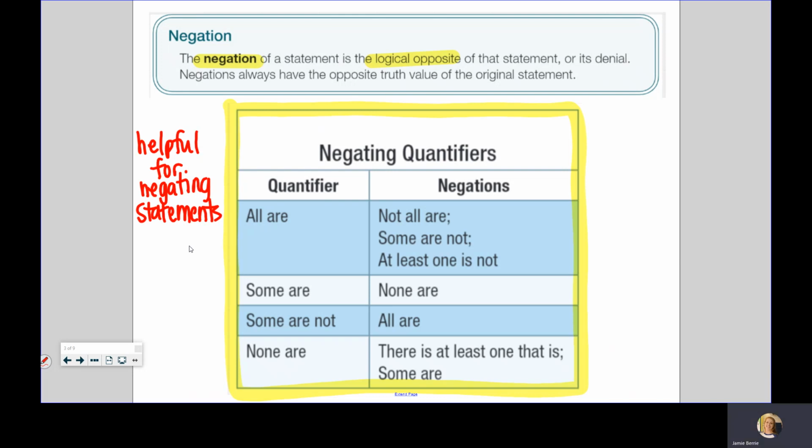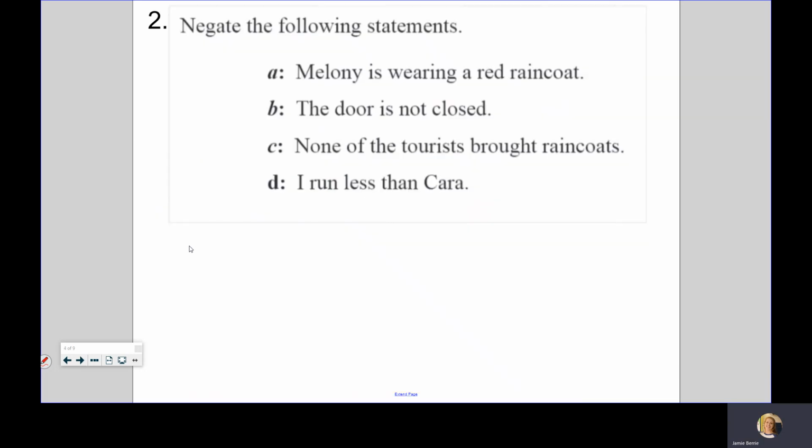All right, so let's look at some examples of negating statements. We'll talk about how you can sometimes just read the statement and see if you can insert the word not and see if that would negate it. And then sometimes we'll have to use this table. All right, so here we have 4 statements. So negate the following statements.